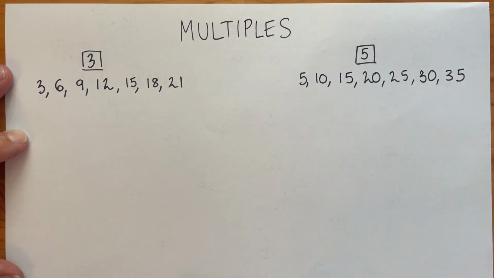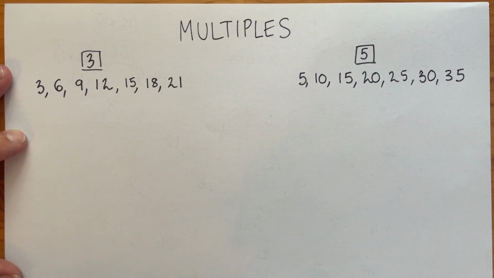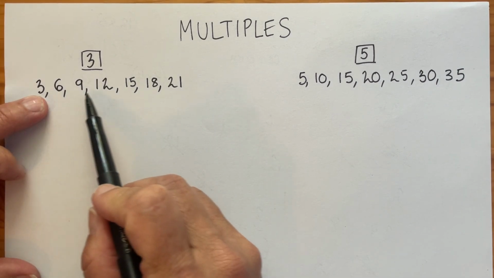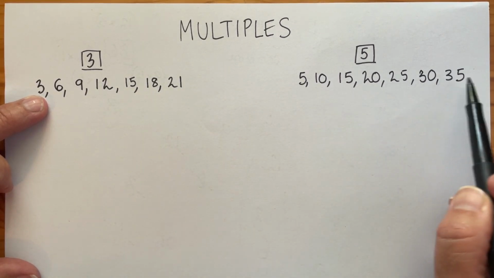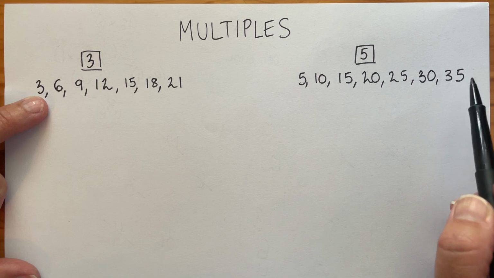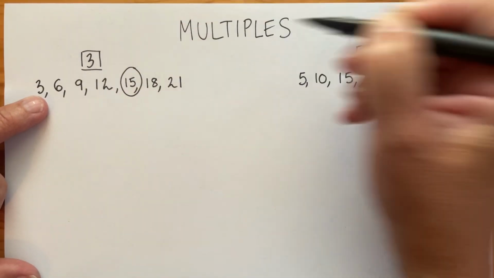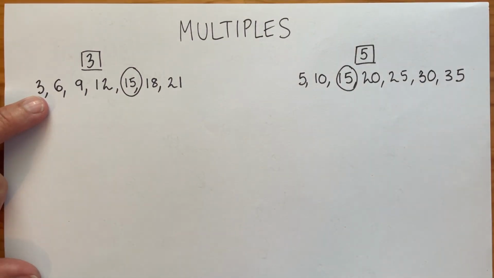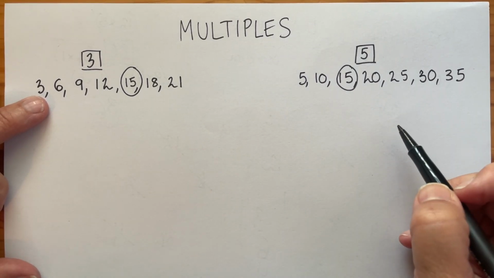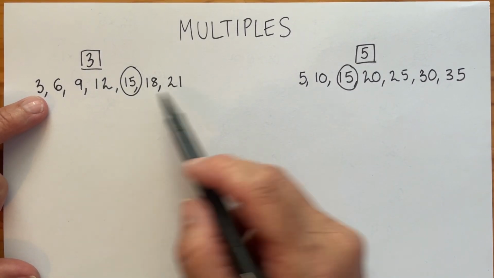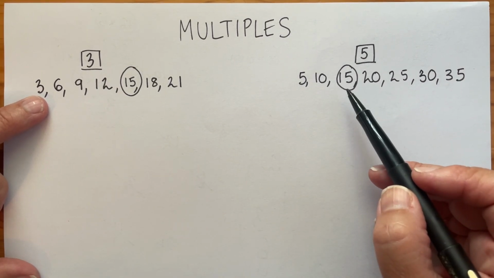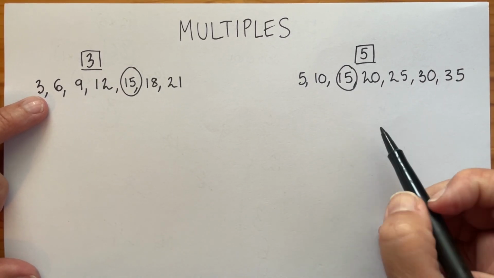Okay, now they might say, well, what are the common multiples of 3 and 5? So I'm going to go down the line and see which ones they both have, and unless I'm wrong, the only one that I can see is 15 for each one. Now, if you continued, you might get some more, but for now, what I'm seeing is 15 is a common multiple of 3 and 5.